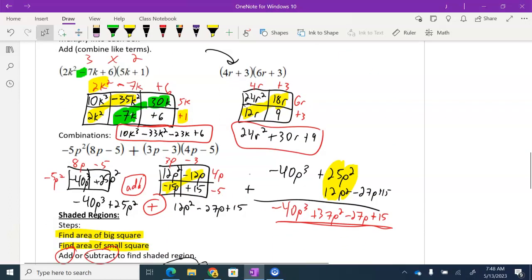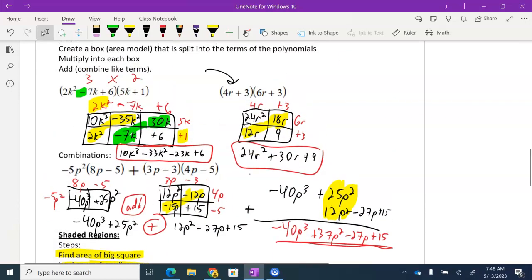For multiplying, we create the area model. So if you have a 2 by 2, that means 2 terms times 2 terms like you have here. Or if you have a 3 by 2, which is what is the first one, you create a box where the first term goes on top and the second term goes on the side, and you multiply into each box, like it says here, multiply into each box.